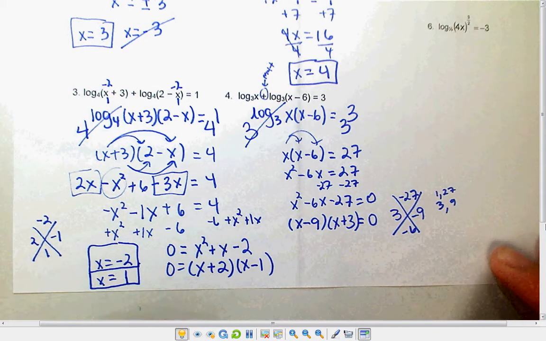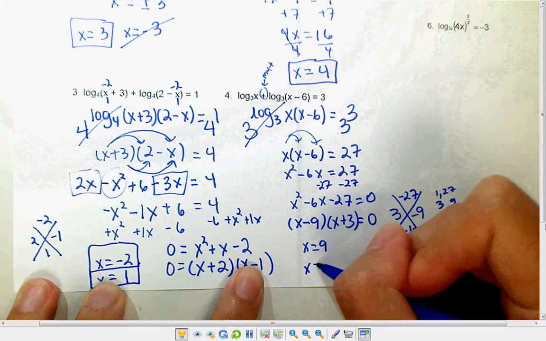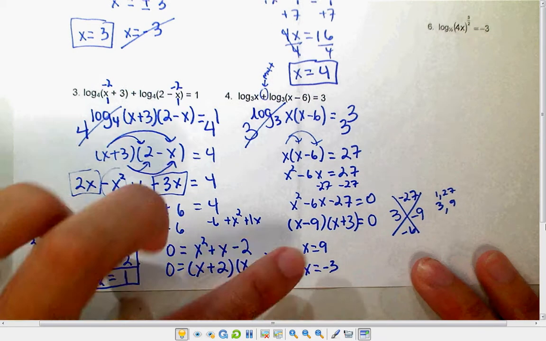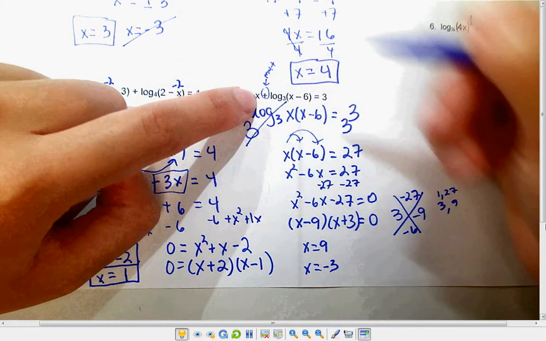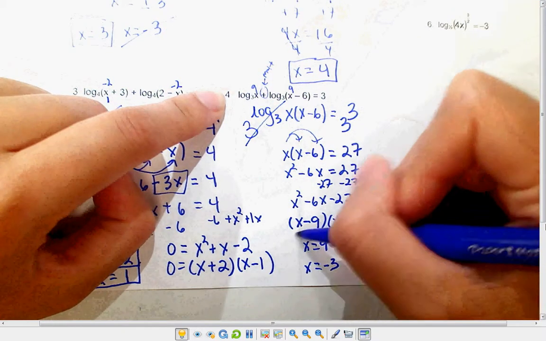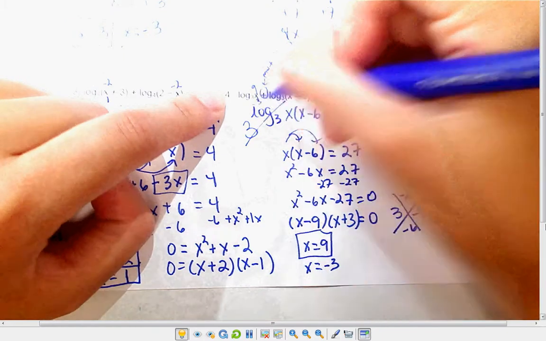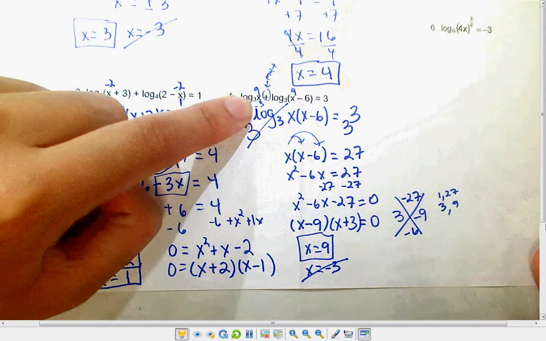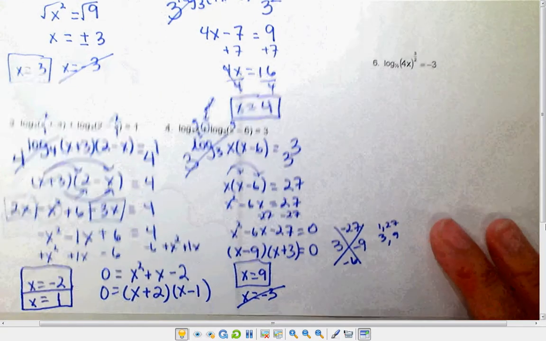And when I set them both equal to 0 to solve, I get x is equal to 9, and x is equal to negative 3. So let's check and make sure that these are not extraneous. When I plug in 9, this will be positive. If I plug in 9 minus 6, that gives me 3, which is also positive. So this is an answer. When I plug in negative 3, this is taking the log of a negative number, so this one is extraneous because that's not possible. So my answer for number 4 is 9.